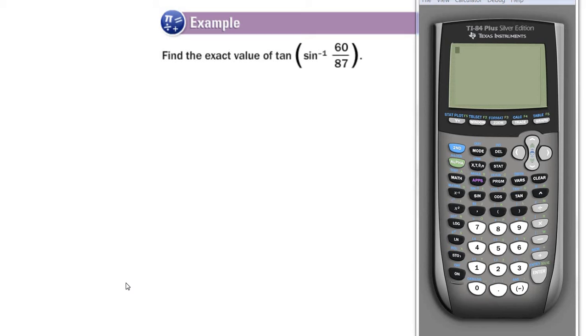In a previous example, I showed you a couple ways to do it, and here's why. I can't just turn to a unit circle for this one, so I like to draw a triangle. So focus on this part here: arc sine of 60 87ths. Well, remember, that means, and I'll just write it this way, sine of some angle equals 60 87ths. Let's draw a triangle that represents that.